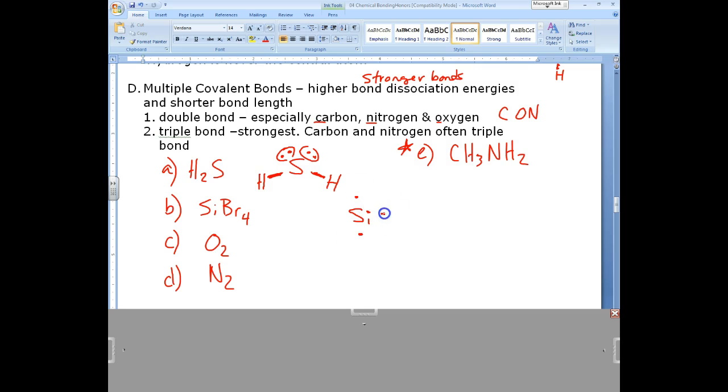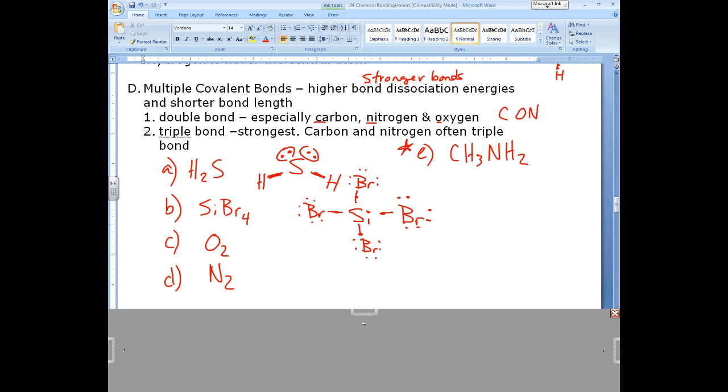Silicon's in group 14, so it has 4 valence electrons. And then we have 4 bromines that are going to bond to it. Each bromine has 7 valence electrons, 1, 2, 3, 4, 5, 6, and 7, and then we'll bond. Then the next bromine, 7 valence electrons, and bond. This bromine, 7 valence electrons, and bond. And the last one, 7 valence electrons, and bond.